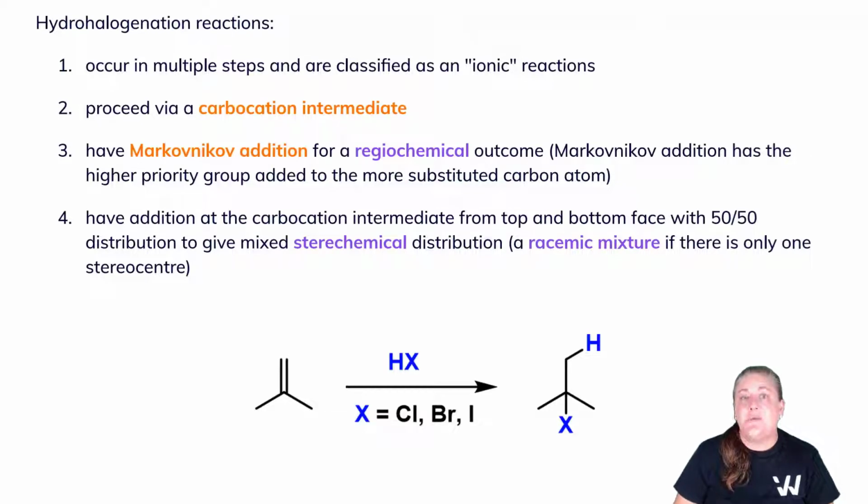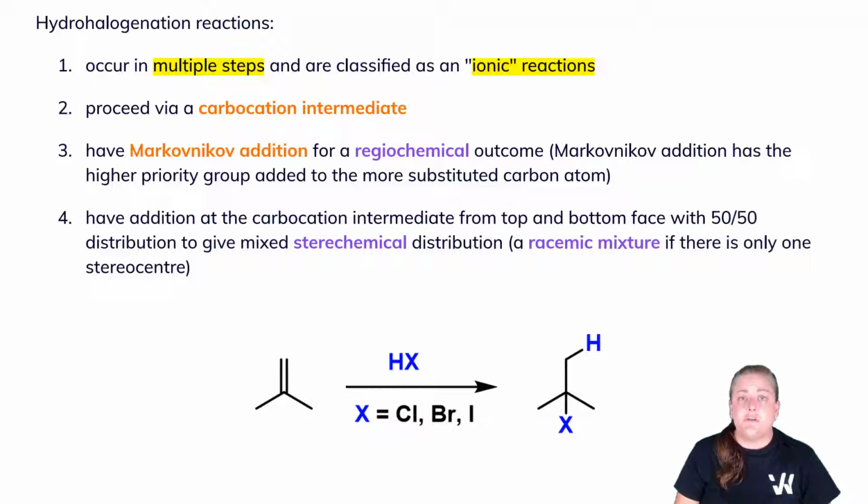In this section, we're going to be covering the chemistry of alkenes and alkynes, specifically additions to these multiple bonds. We begin with the hydrohalogenation. A hydrohalogenation reaction occurs in multiple steps and is classified as ionic, which means that we're going to have charges en route, those which are positive and negative. This reaction will proceed via a carbocation intermediate and will have Markovnikov addition for a regiochemical outcome.